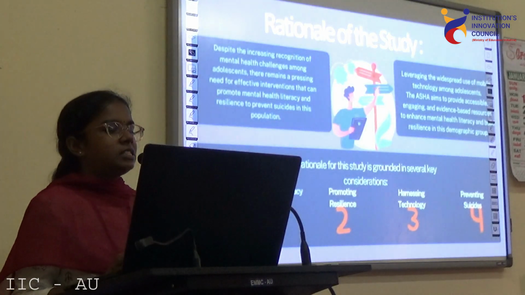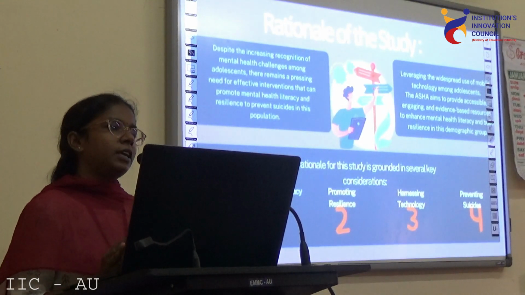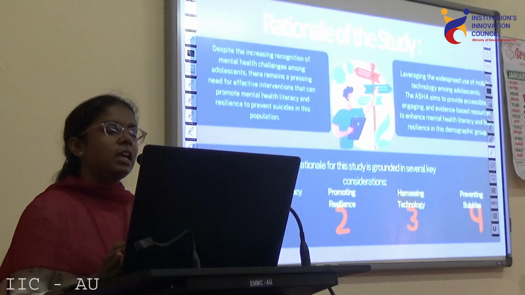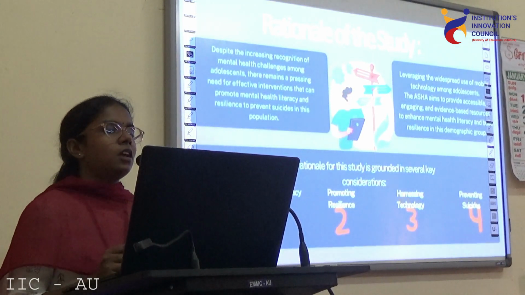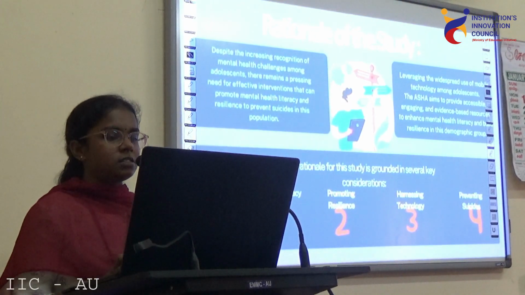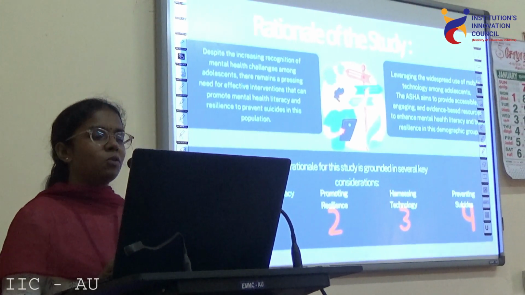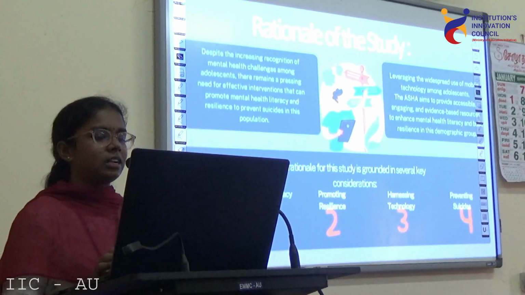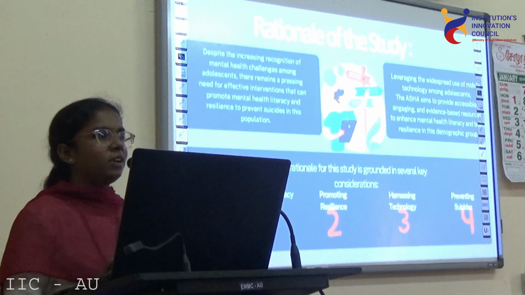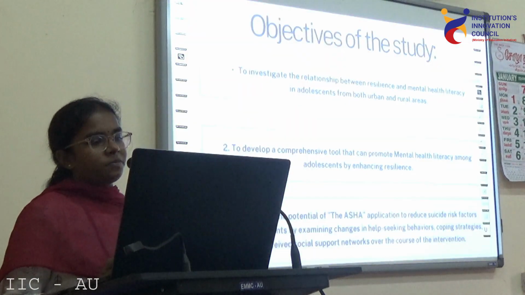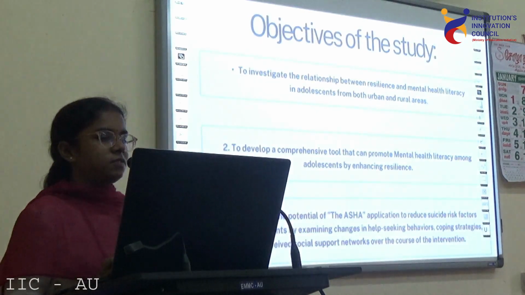So the rationale of the study is first, our application should be traditional and modern. In the traditional way, it should address the same properties as well as in modern ways. First, it should address mental health literacy and it should promote resilience, harnessing technology, and in this way it should prevent suicides. So these are the objectives of this study.